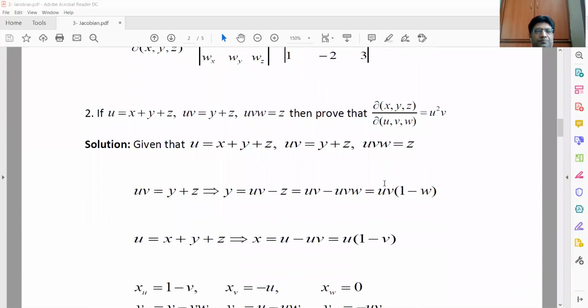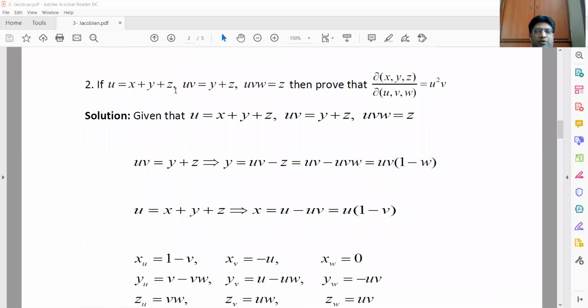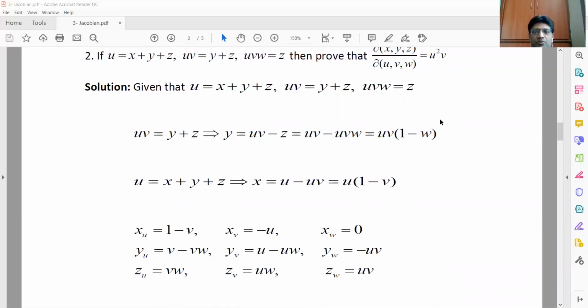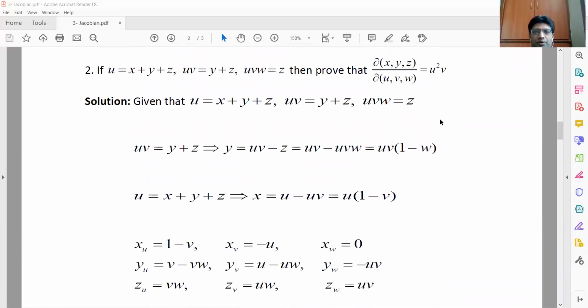Next, the second question. If u is x plus y plus z, uv is y plus z, uvw is z, then prove that the Jacobian of x, y, z with respect to u, v, w is this. Okay. So u, v, w, this is given. This one is given. Here we have written this one.